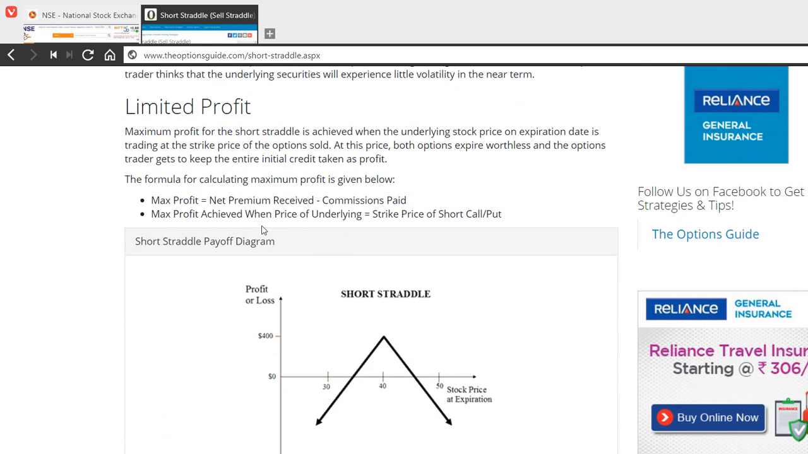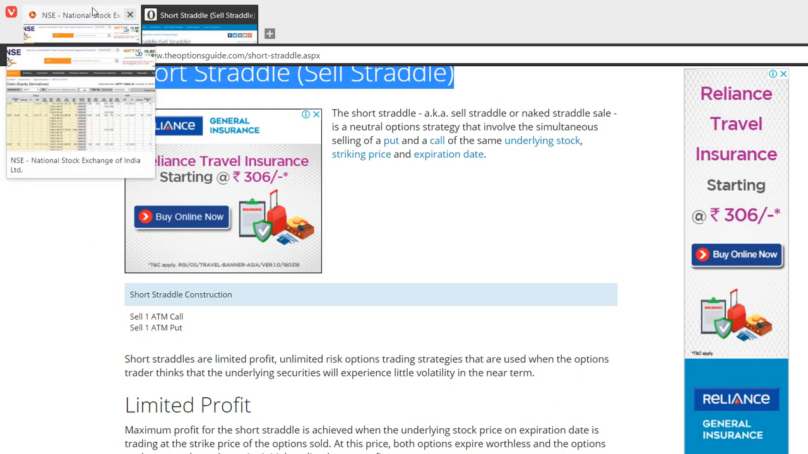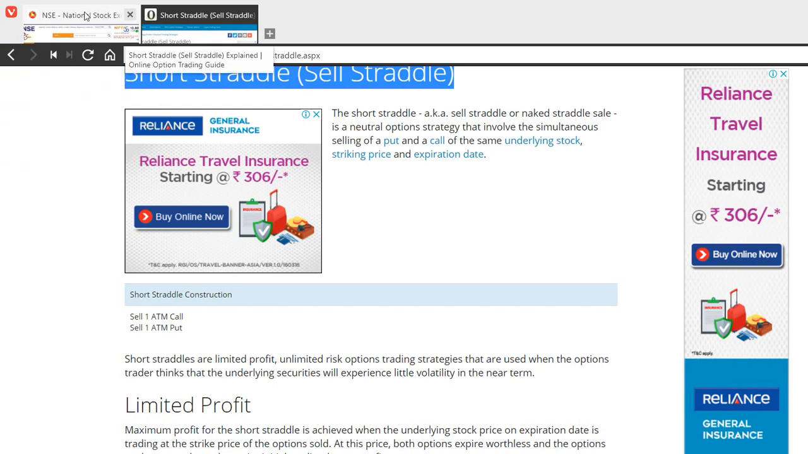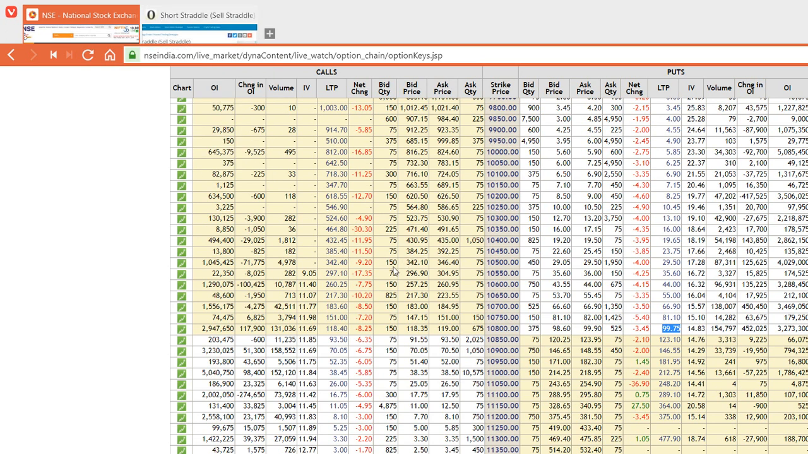Personally, this payoff diagram is actually for advanced level traders. I personally find it very difficult to actually understand the graph itself. But to put it very simply, you have to actually buy with a hedge, a call buy hedge or a put hedge, just like the put ratio, bear put spread, which I explained in my previous video. So that's about short straddle, where you actually sell a call and put of the same strike price.